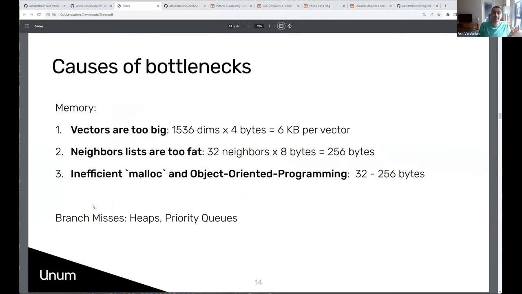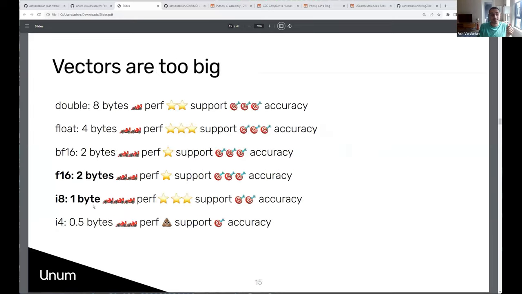So you might be asking, Ash, why are you going down this rabbit hole? Why are we talking about branch mispredictions and CPUs? Well, because on the large scale, everything becomes super important. In most cases, people work with vectors that are very large. And then you produce this graph where the neighbor lists are also quite fat. And the representations that are used within the vectors are also quite beefy.